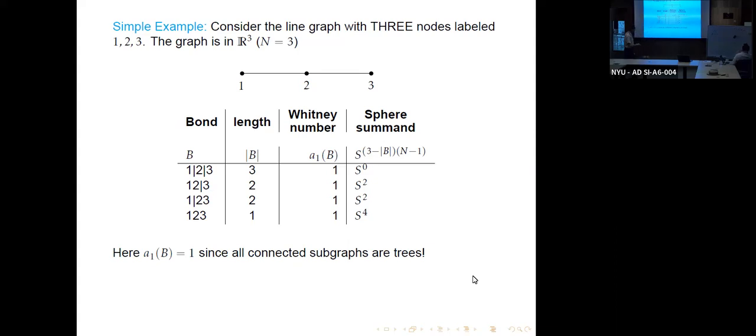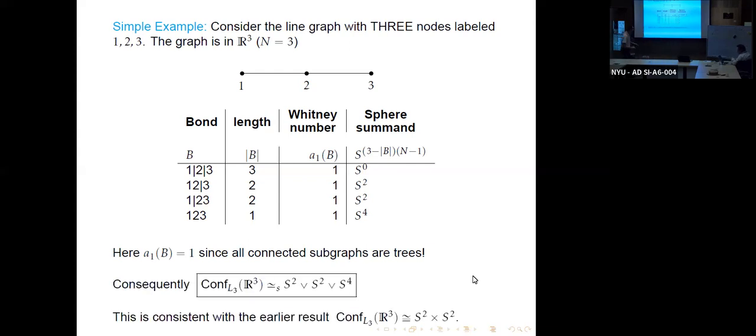I'm going to put this into a poset, but let's do it here. Now you look at the theorem. Each A1 of these is 1 because they're all trees, so the product of the AIs of each block is 1. The S0 is the plus in the stable splitting, so you can forget it. Then you have the dimension: if you do 3 minus the length, which is 2, it will be S2. I'm doing this in R3. So it will be S2 wedge S2.